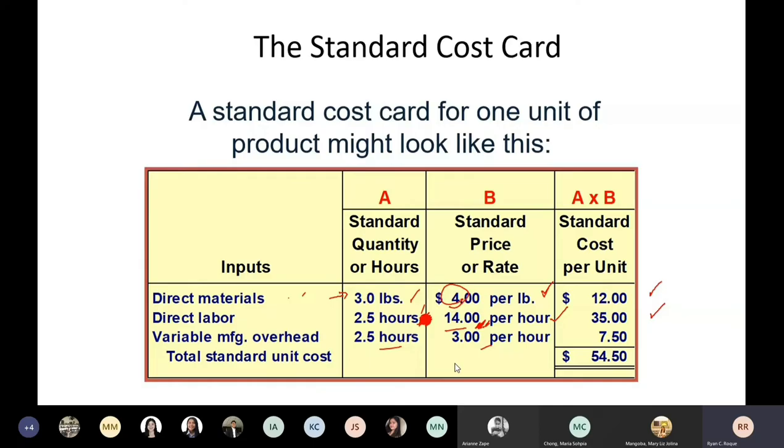Meron akong signal uli dito na parang sinasabi na ako ay medyo nagchachapi. So, hinay-hinay ng konti.